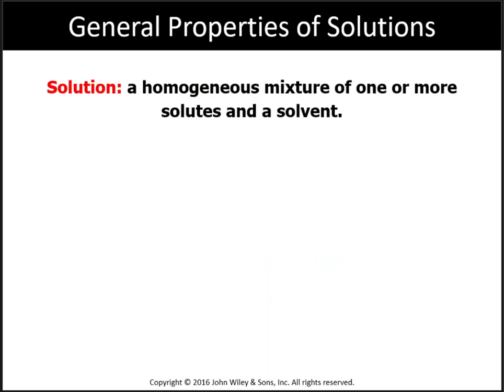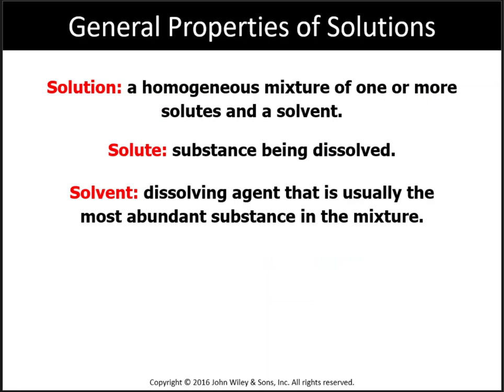So solutions are defined as homogeneous mixtures of one or more substances. Now each solution has two components in it, a solute and a solvent. Now the solute is the substance that is being dissolved in a solvent. The other way you can distinguish between solute and solvent is that the solvent is the substance that you have more of, and solute is the substance that you have less of.